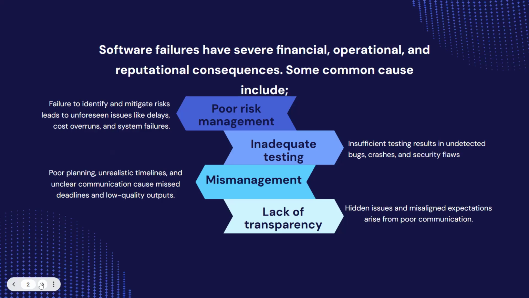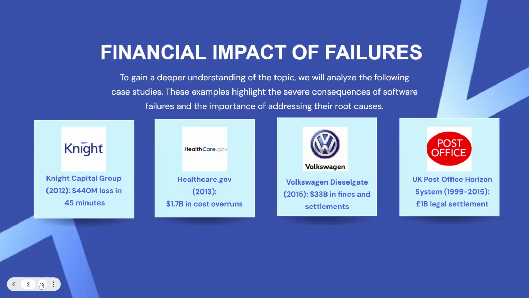Now let's see how these issues have played out in major software failures. So let's take a look at four real world examples which our team has chosen to showcase the financial impact of failures. The first one being Knight Capital, a trading platform which faced an algorithm glitch that led to a $440 million loss in just 45 minutes. The second one is healthcare government, where poor planning and rushed deployment caused $1.7 billion in cost overrun.